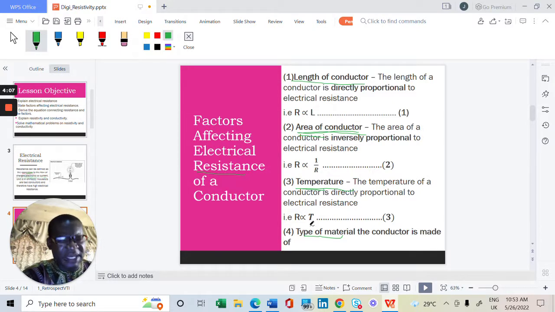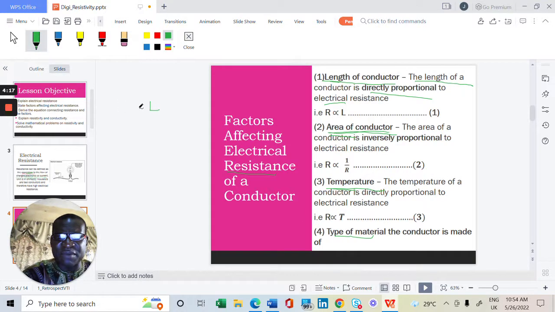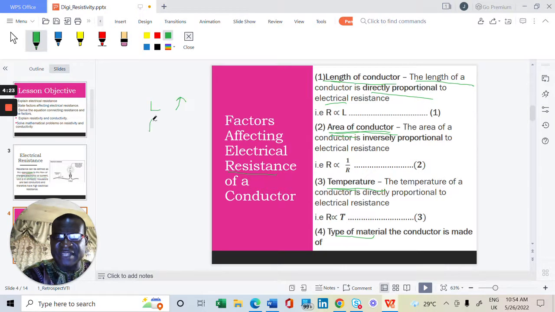Now, how does the length of a conductor affect its resistance? From what we have here, the length of a conductor is directly proportional to the electrical resistance. So this means that if the length of a material increases, then the resistance of that material will also increase, meaning that there is a direct relationship between the electrical resistance of a conductor and the length of that conductor.